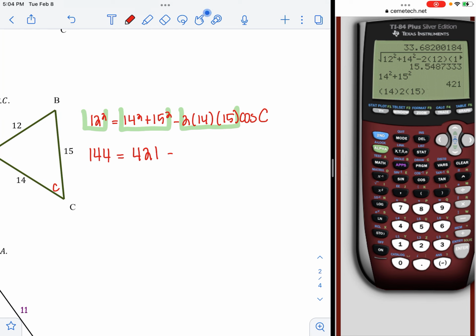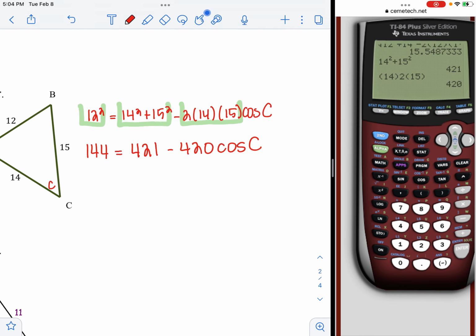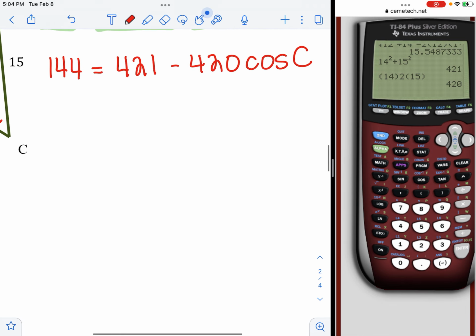Okay, so I'm going to push enter, and I get 420. 420. And then I have cosine of angle C. All right, now I'm getting closer to solving for angle C. So I will tell you the most common mistake people make, and it's not a good mistake.